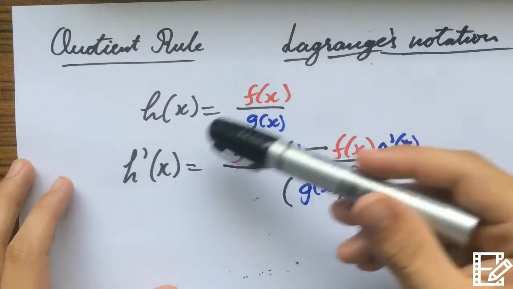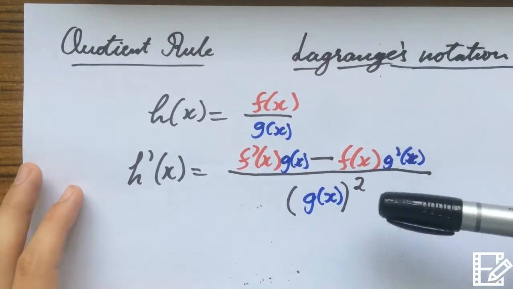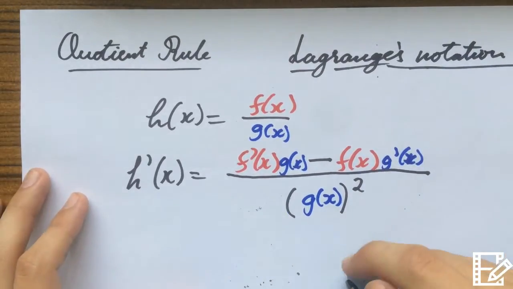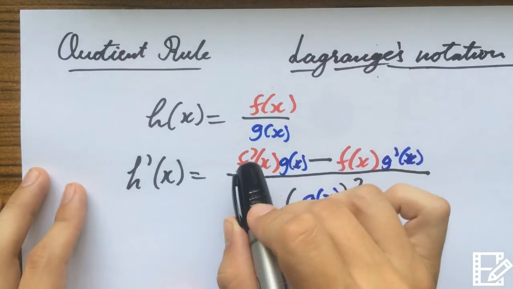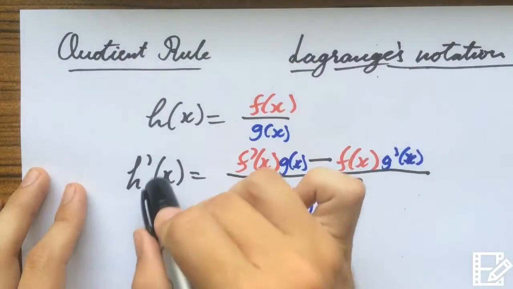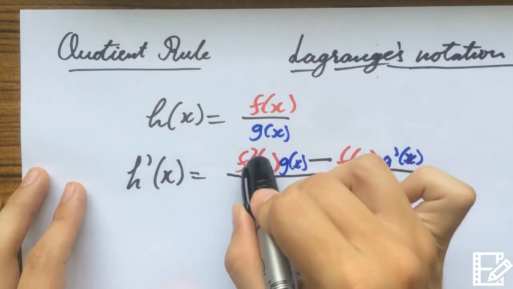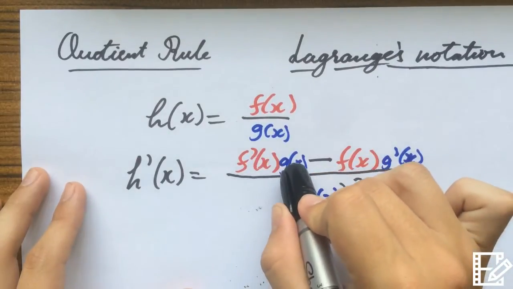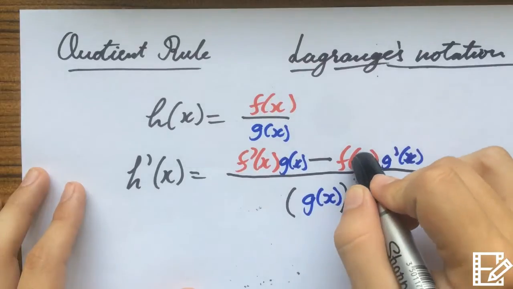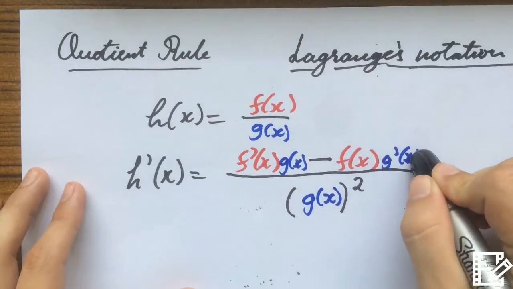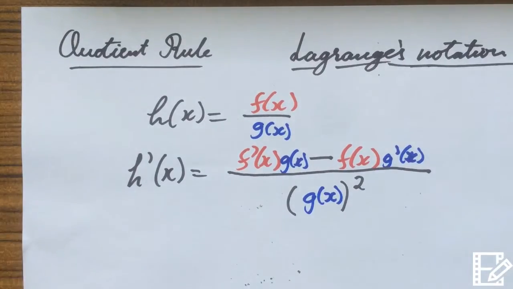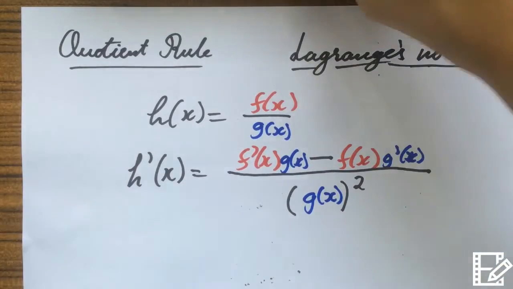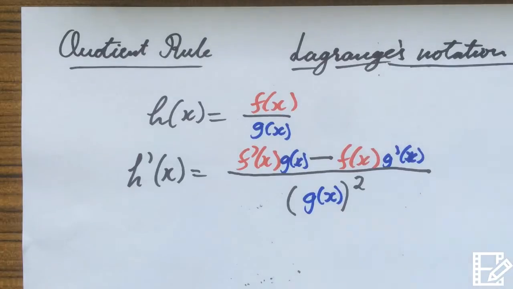Okay, so here's the rule. You should all be pretty familiar by this far into the series, but anyway, we have a function over a function, and the derivative of this function, h(x), equals the derivative of the first function multiplied by the second function, minus the first function multiplied by the derivative of the second function, all over the second function squared. Okay, so let's start with our first example.